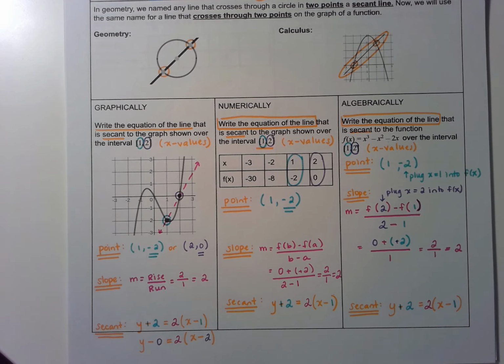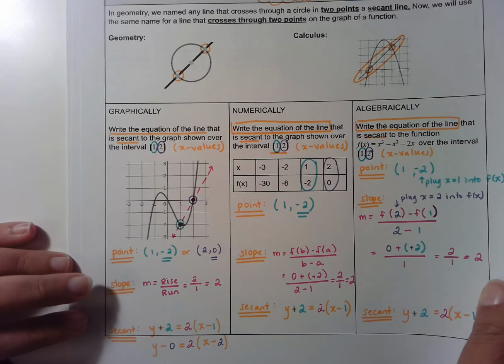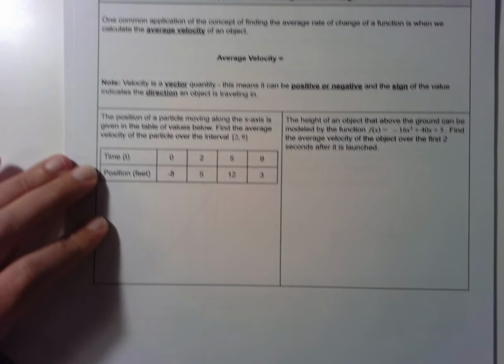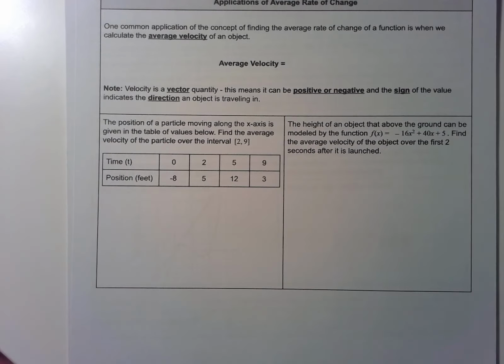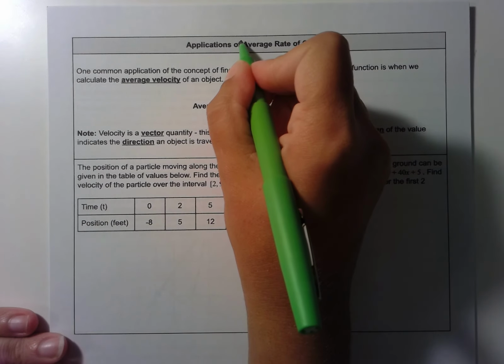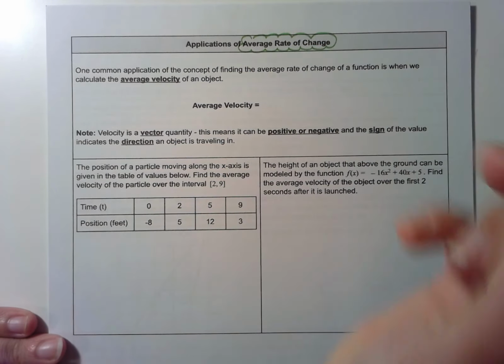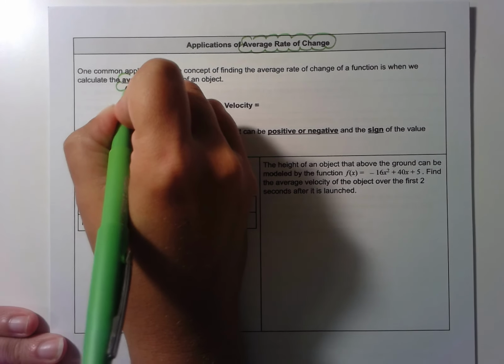Now, the last target in these notes is going to be to look at one application of average rates of change. And the application we're going to look at today is the application of average velocity. Now, you'll notice that the word average is in both. So, average rate of change is the method we use to find average velocity.